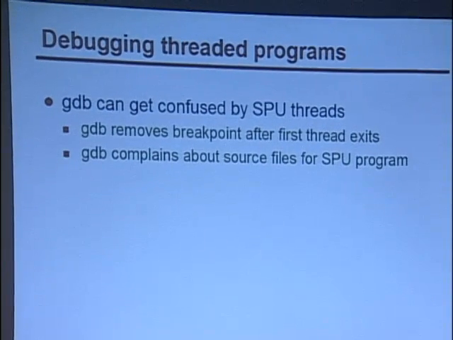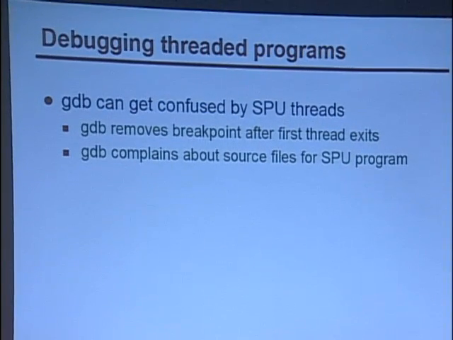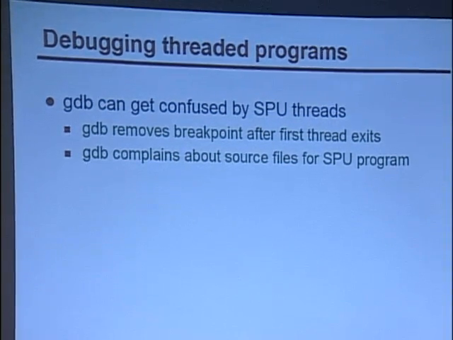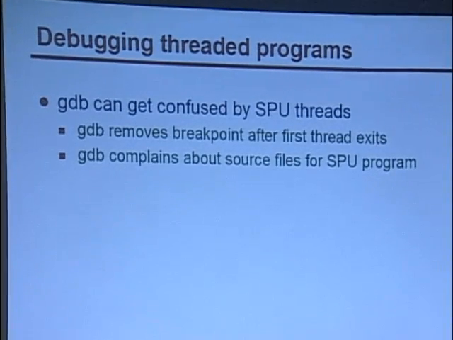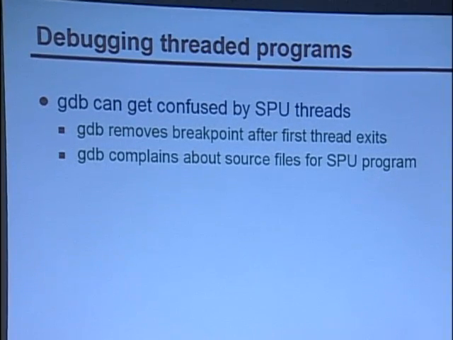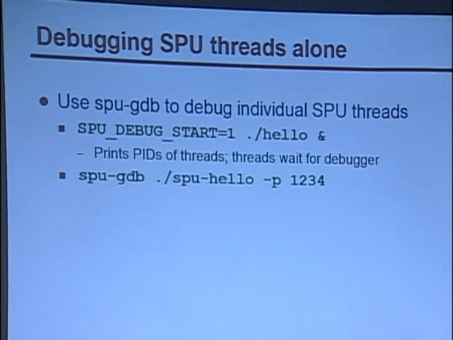One problem that you may have run into is that GDB will remove breakpoints from threads that exit, which is a problem if you have more than one thread running the same program. If you're debugging SPU programs, GDB may complain about not being able to find the source files. But if you just ignore that message, it seems to find them okay. You can use SPU GDB to debug the SPU programs by themselves. You can try that sometime.